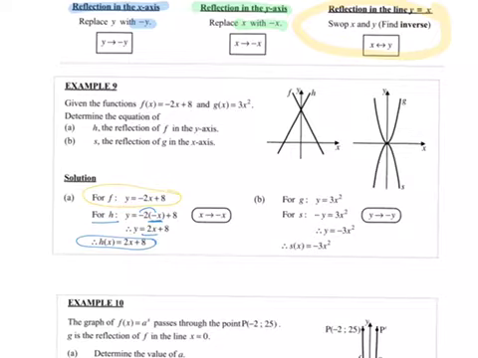So reflections in the y-axis make x negative. For the next one, s is a reflection of g in the x-axis. So for x-axis reflections, you make the y negative. So g of x is y equals 3x squared. So for s, you're going to make it negative y equals 3x squared. But we never leave an equation of a graph as a negative y. So we just take the negative to the other side. So it becomes y equals negative 3x squared. And that's your reflection in the x-axis.